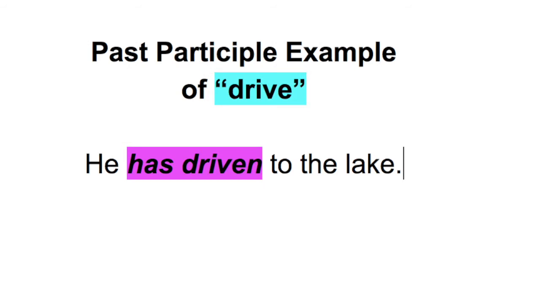All right, let's look at the other example in your rule box. He has driven to the lake. Here we're talking about using the past participle. And that has is that helping verb. Again, you wouldn't say he has drived to the lake. This is where the verb drive, again, is that rule breaker or that irregular verb. We say has driven.